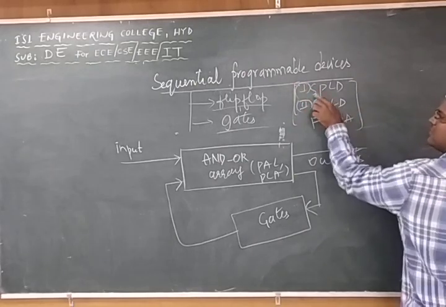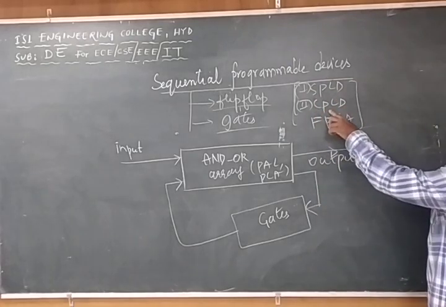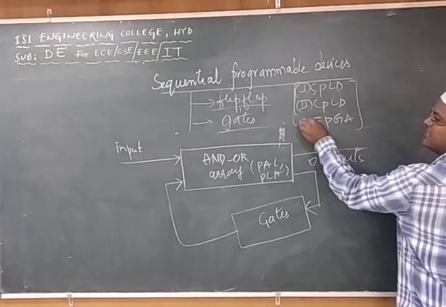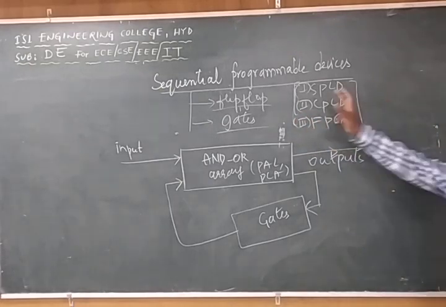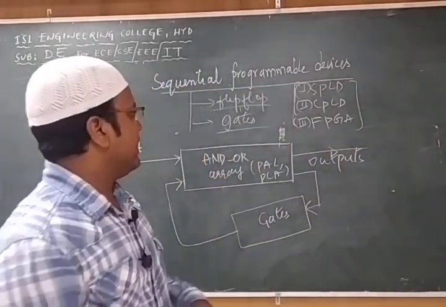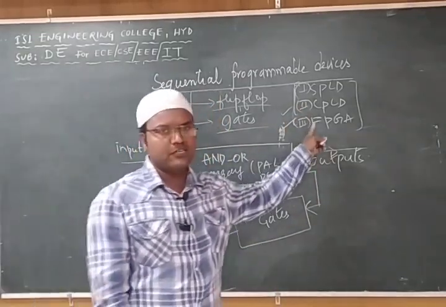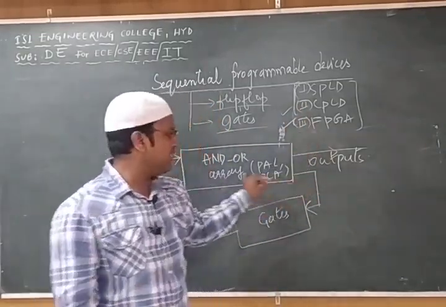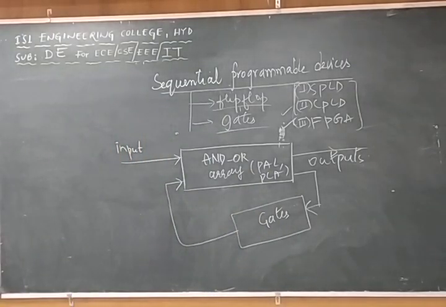SPLD is nothing but sequential programmable logical devices. CPLD, complex programmable logical devices. Then FPGA is what? Field programmable gate arrays. Based upon these sequential programmable devices, we are going to design these 3 things. Out of that, we are going for more concentration on CPLD and FPGA. How do we design? By considering the gates and PAL, PLA or gate logics, by considering the gate logics and all those things.